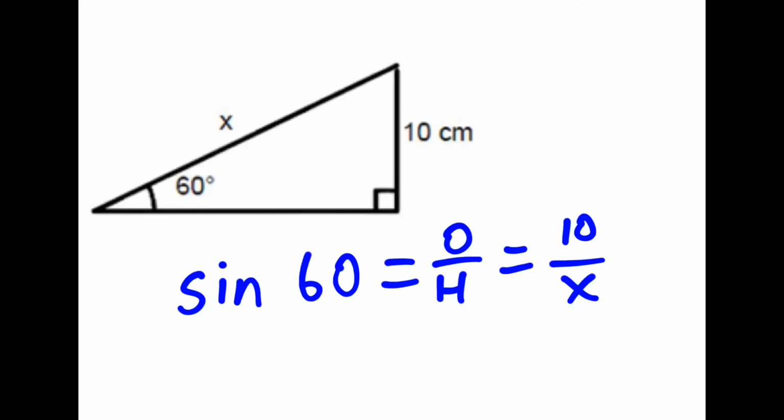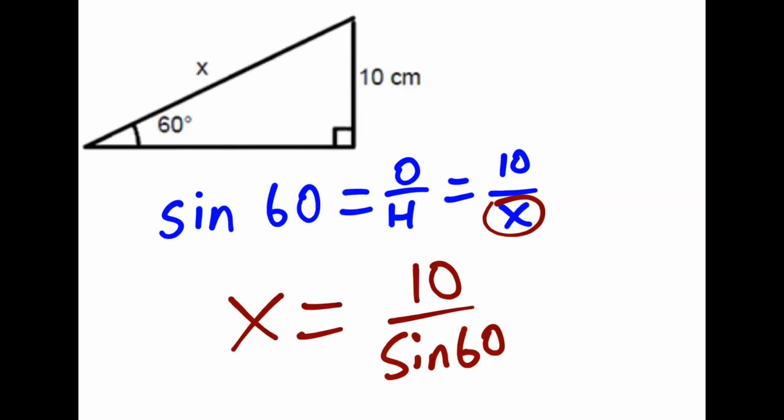In this one, the sine of 60 is equal to the opposite over the hypotenuse, or 10 over x. Since we see that x is here on the bottom, we know we're going to end up dividing. So we'll take 10 divided by sine 60. This gives us about 11.5. Sine 60's ratio is 0.866. 10 is 0.866 times as big as 11.5.